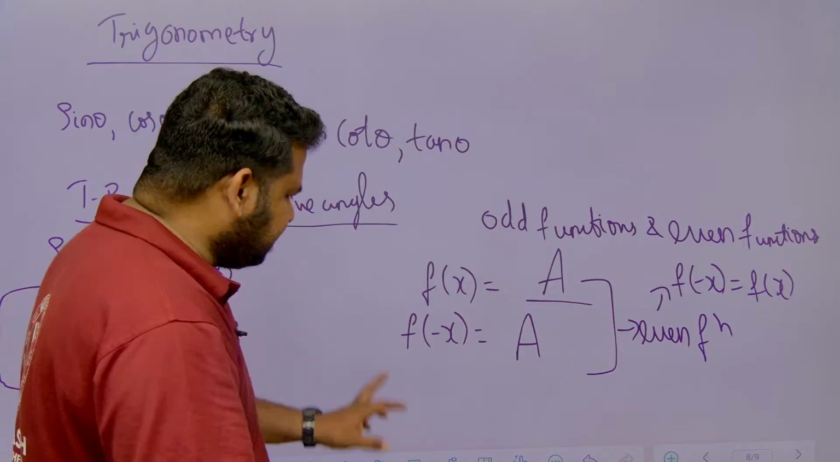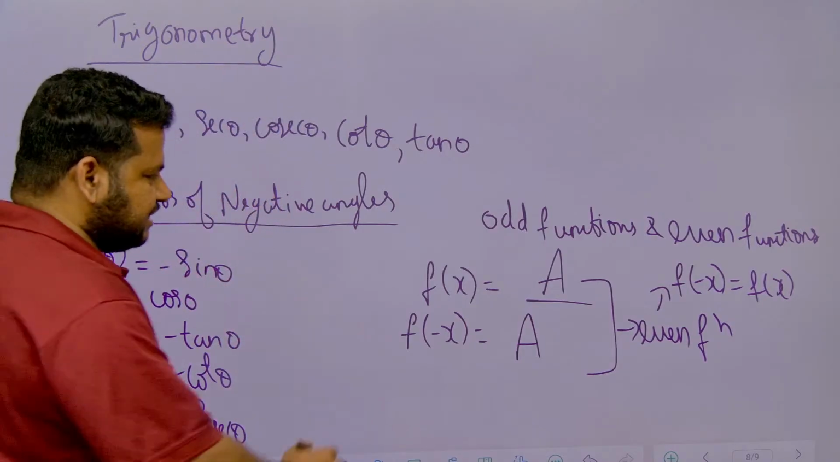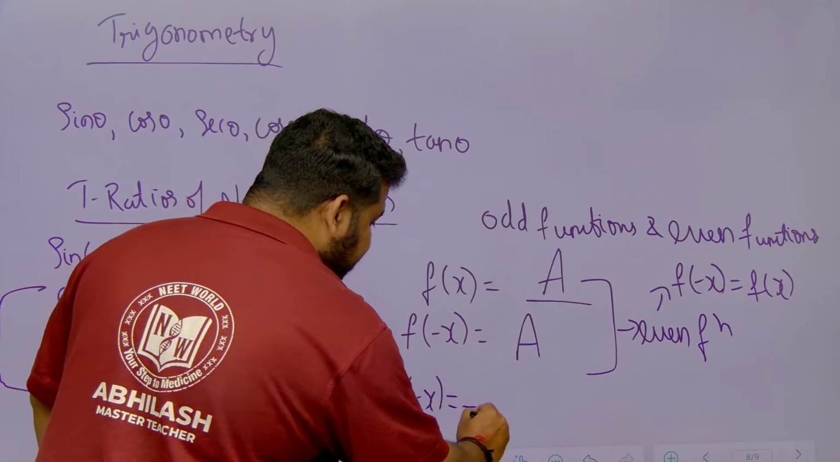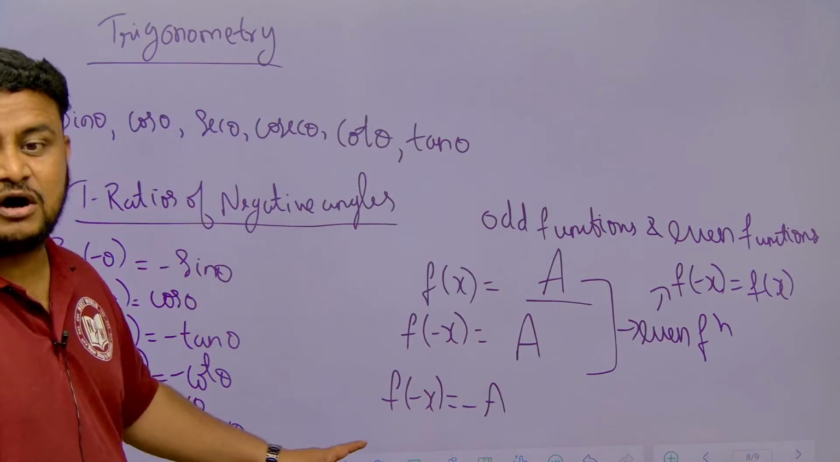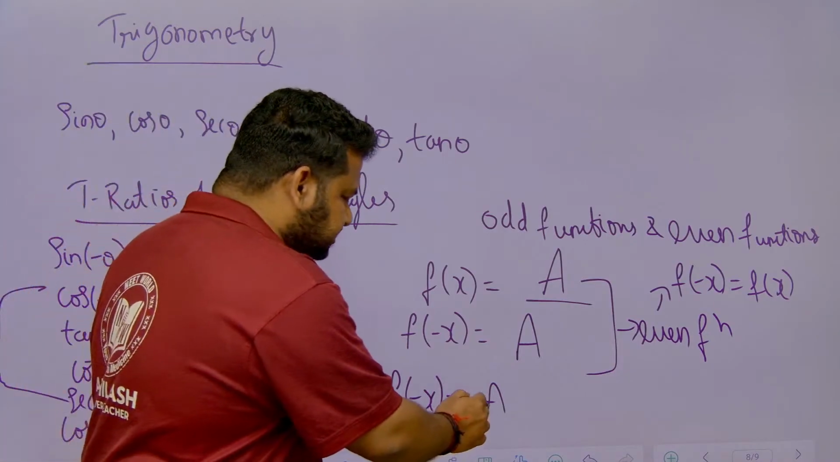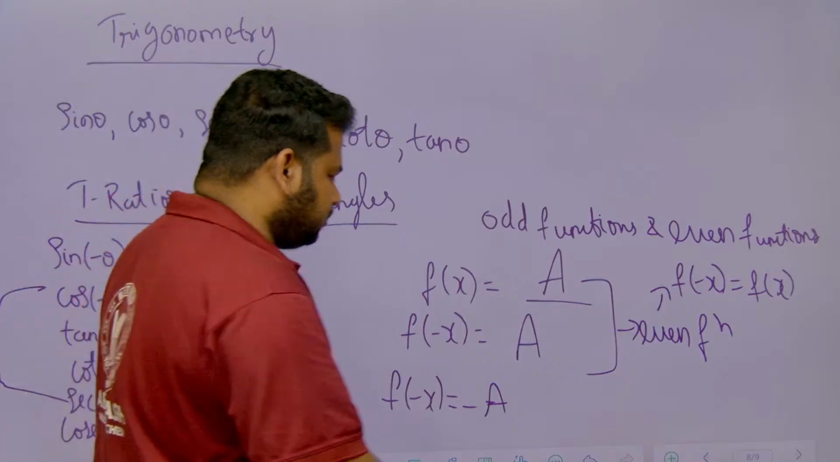But the reverse, when it happens. f of x is equal to A. If I write f of minus x and I am getting minus A, these are called as odd functions. Okay, these are called as odd functions.